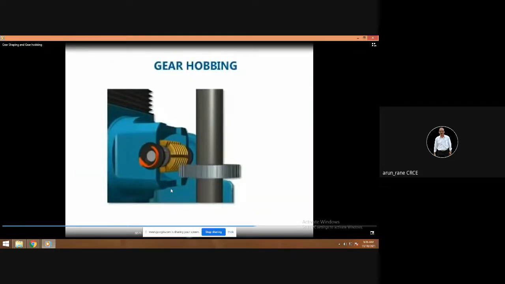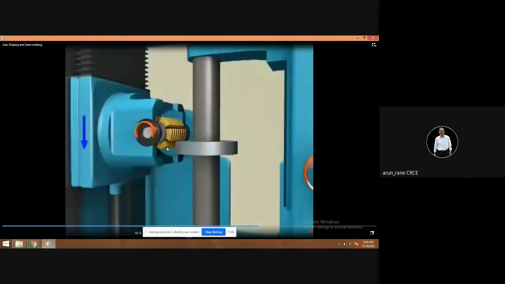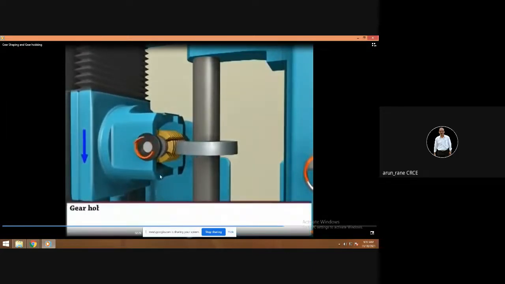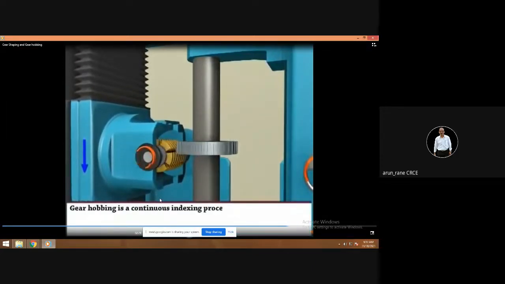This is gear hobbing. This is a gear blank. This is a hobbing cutter. So again here also gear hobbing. The cutter rotates. The gear blank rotates. Cutter is fed radially inside so that the full depth can be achieved, and it moves down.